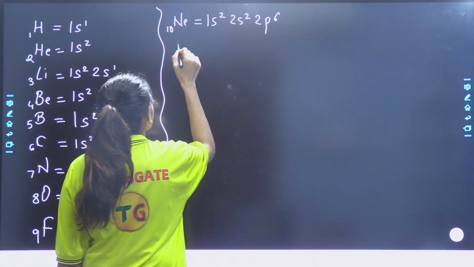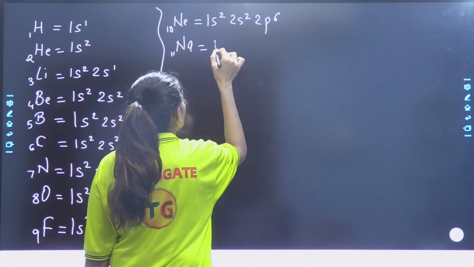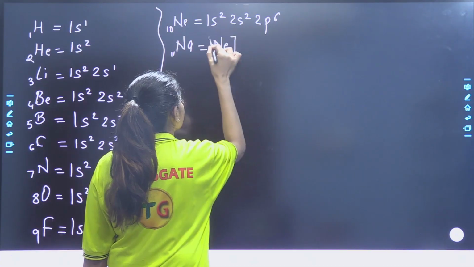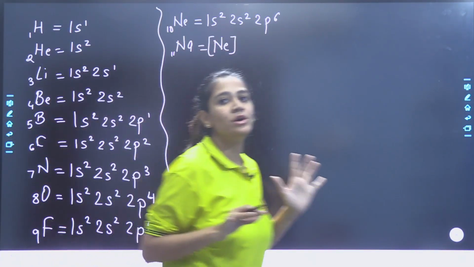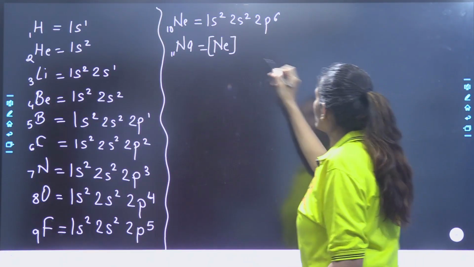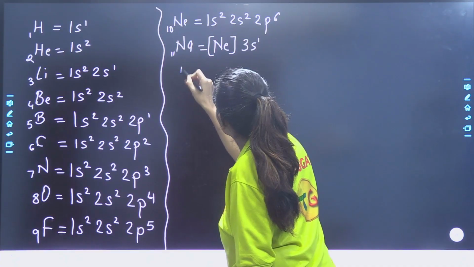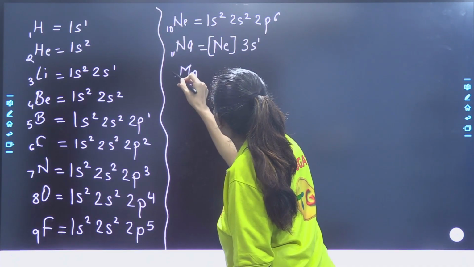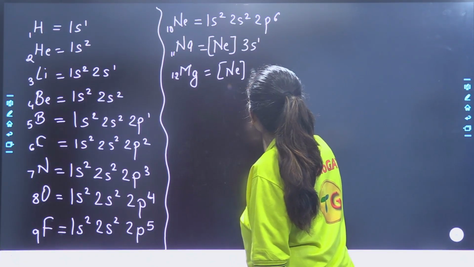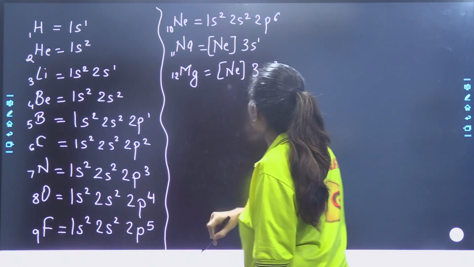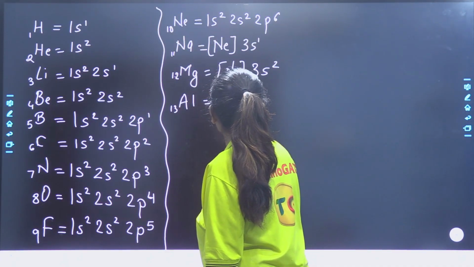Next we have sodium. We would write it like this: neon, meaning the electronic configuration up to number 10, then 3s1. Magnesium is 3s2. Aluminium, atomic number 13.